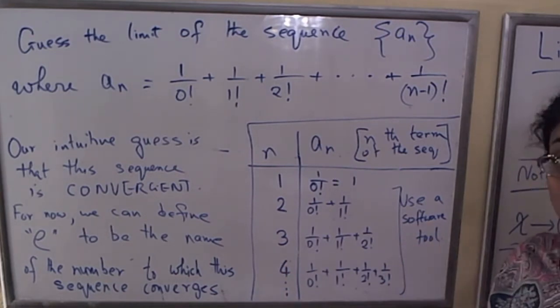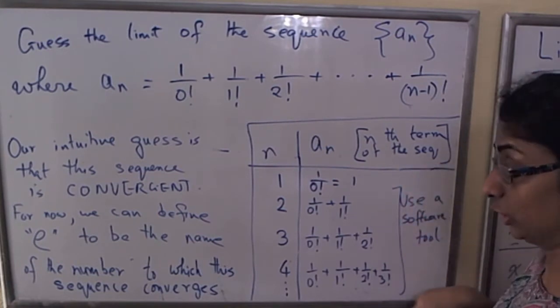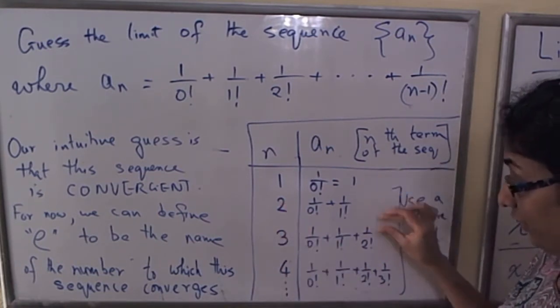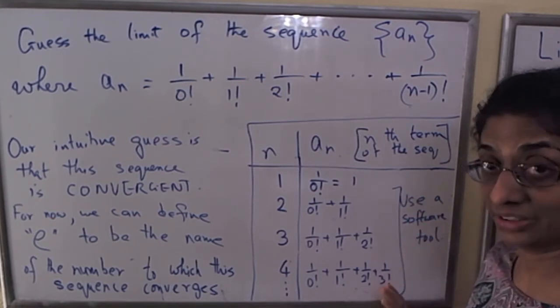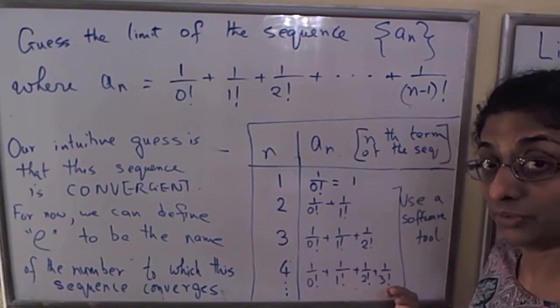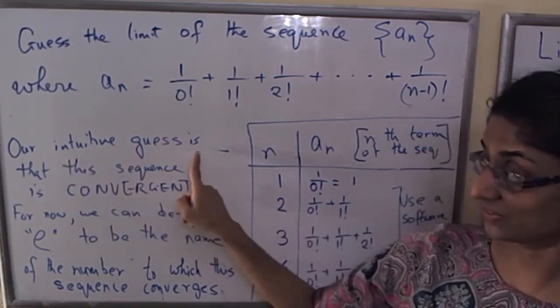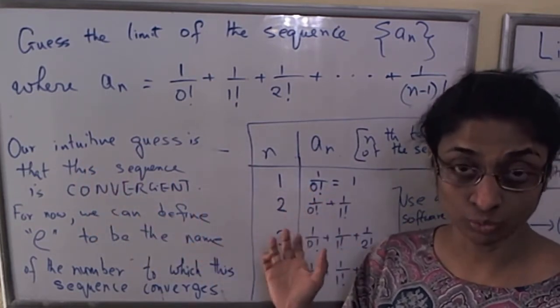Use a calculator or a spreadsheet. You will know when to stop just by looking at the table, once you have the decimal approximations of these numbers. You'll see a pattern, and that pattern will give you a good intuition as to when to stop. And our intuitive guess is that this sequence is convergent. And what is that number that it converges to?